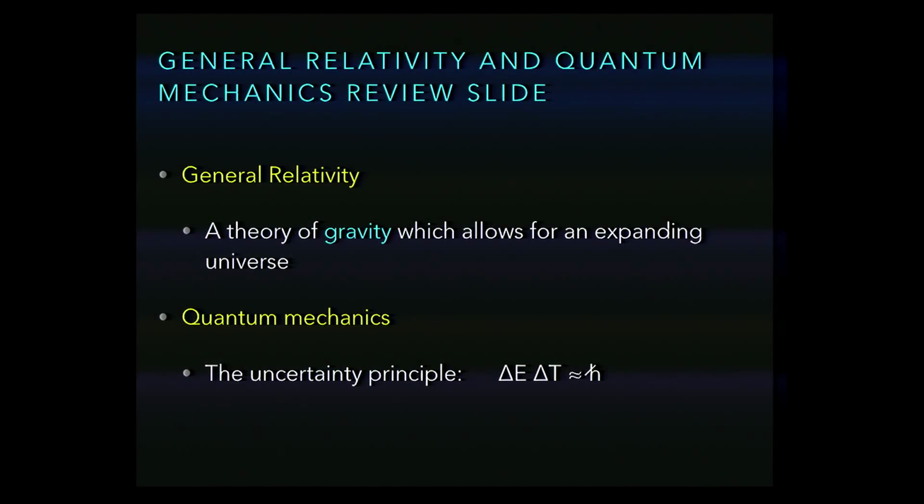And so what does that mean? Well, delta E is how much the energy can fluctuate, and delta T is over what time period. And so what this says is that you can have a huge fluctuation in energy as long as it doesn't happen for very long. Or you can have a tiny fluctuation in energy that lasts a long time.